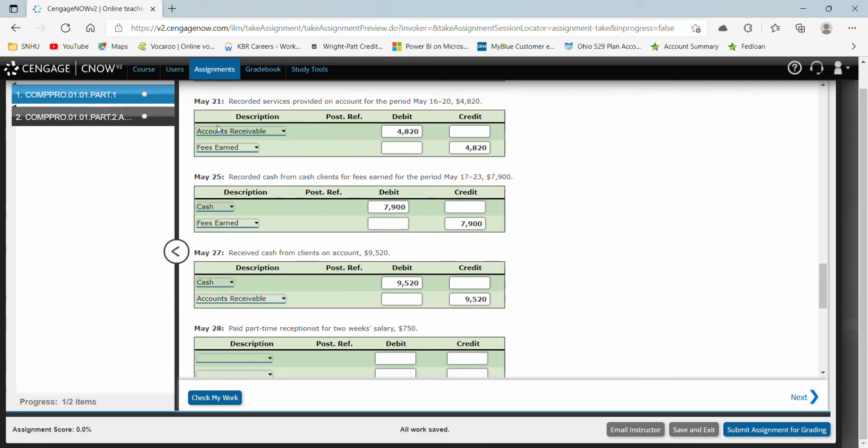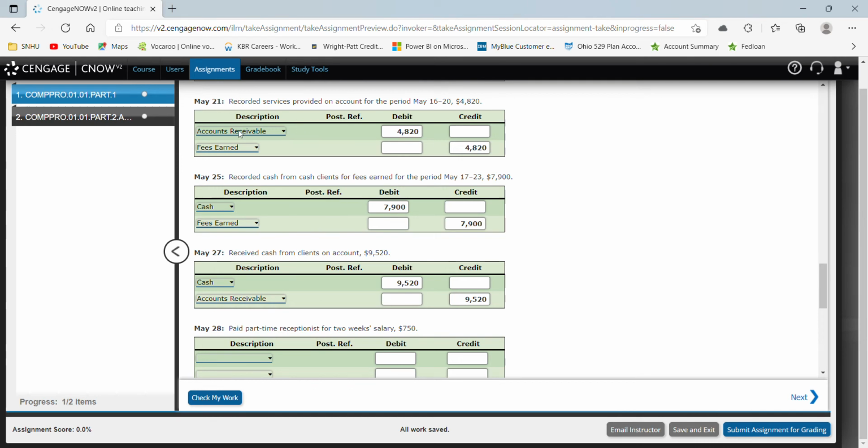So this is maybe a good discussion to have. Here we recorded services provided on account. It's not the same dollar amount, but we recorded an accounts receivable asset and fees earned. And then we need to record the cash. Again, this isn't the same dollar value. I wish they would have provided this transaction with the same dollar value. It might be easier to follow, but it's the same concept.